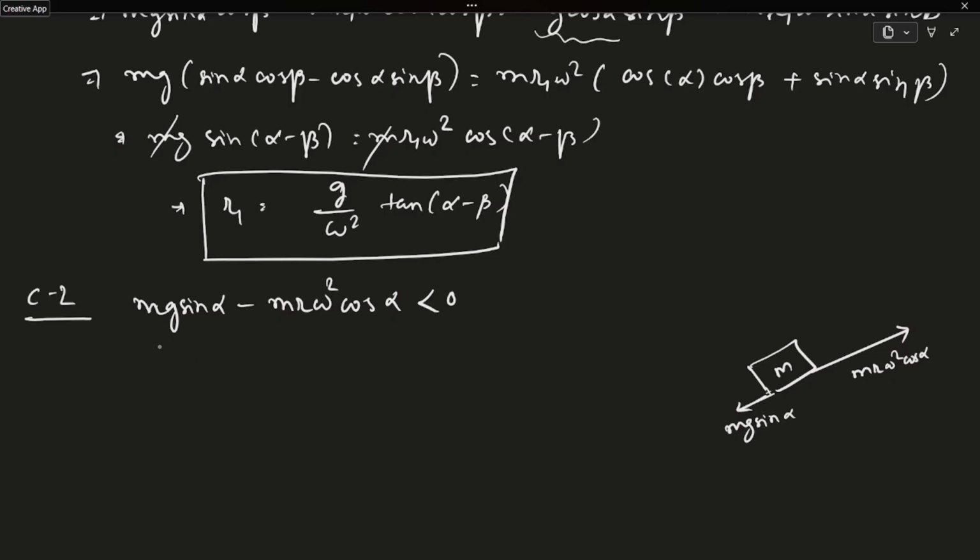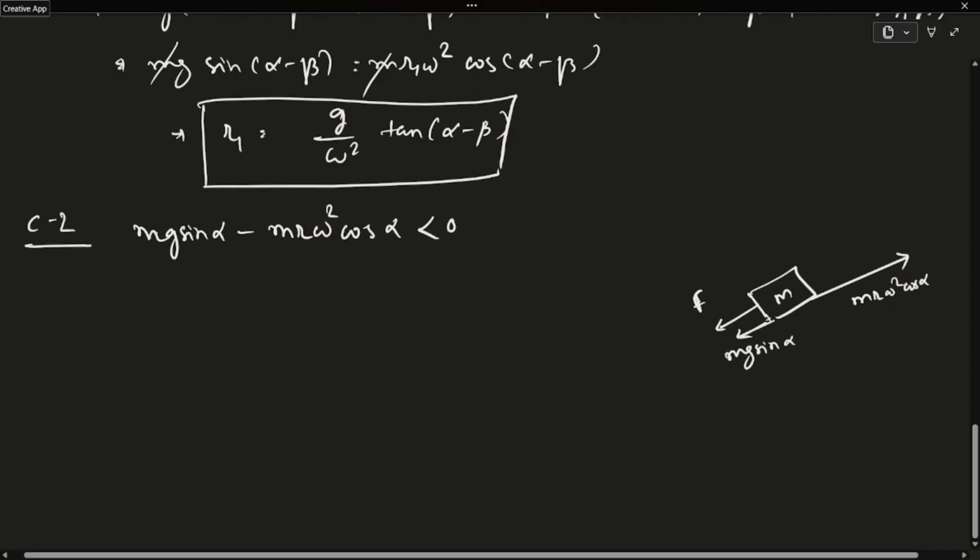There will also be another case, mg sin alpha equal to mr omega square cos alpha, where there is no need of friction. So you can calculate that also. You see, the upward component is greater than the downward component along the incline. So friction will act in the downward direction.